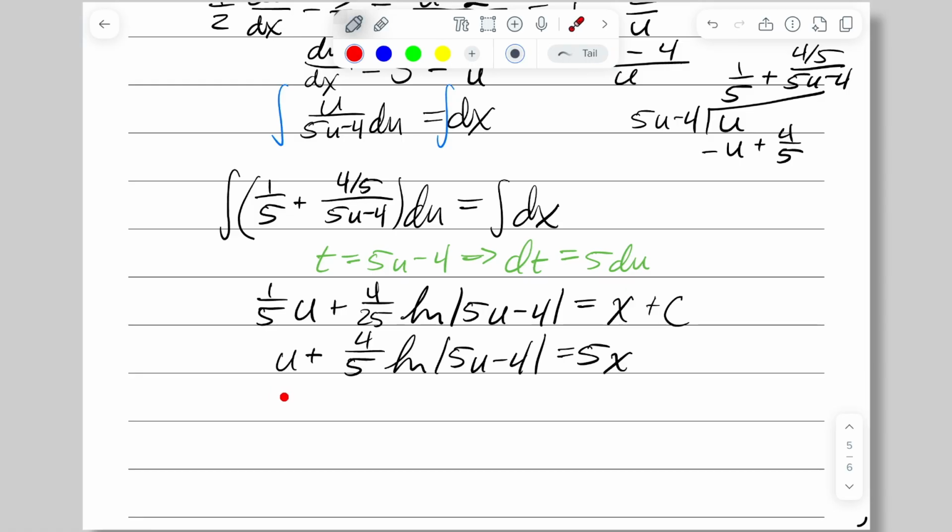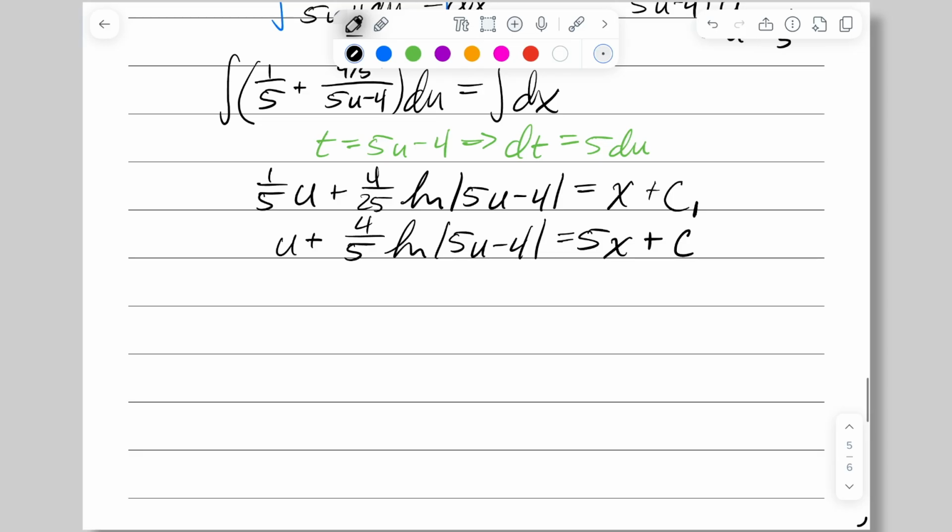That gives us u + 4/5 natural log of the absolute value of 5u - 4 equals 5x plus, now this would be 5c, but I'm not going to do that. I'm just going to relabel the constant. We'll say plus c and then make the previous constant c1. And then remember, our substitution was u = 3x + 2y + 2.